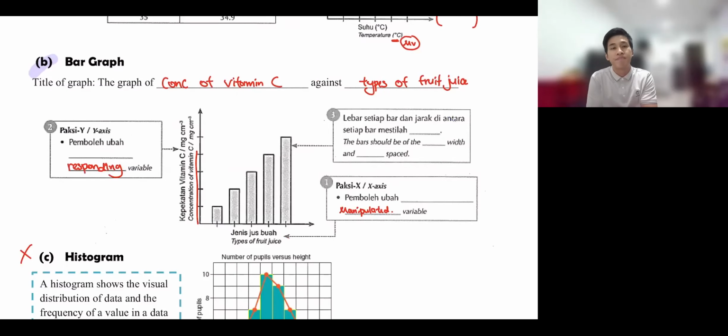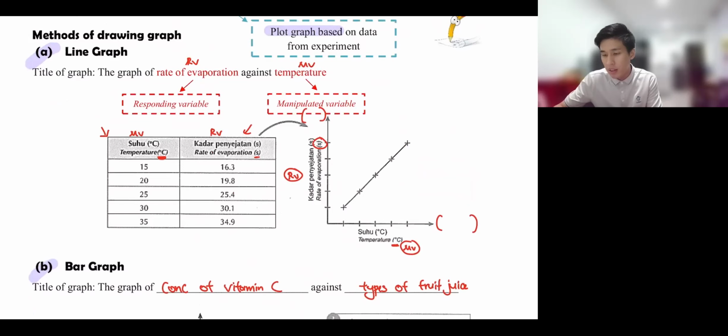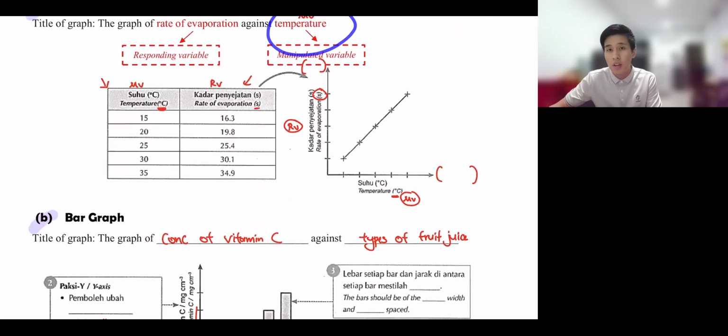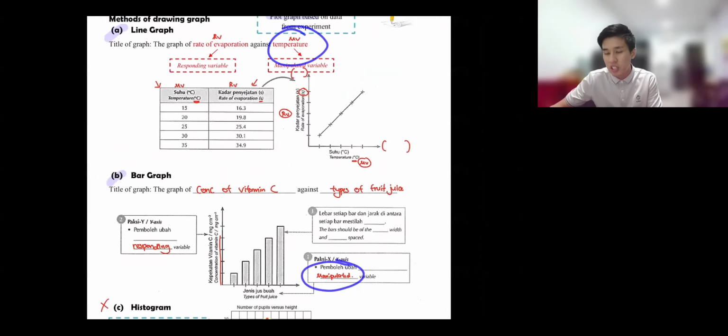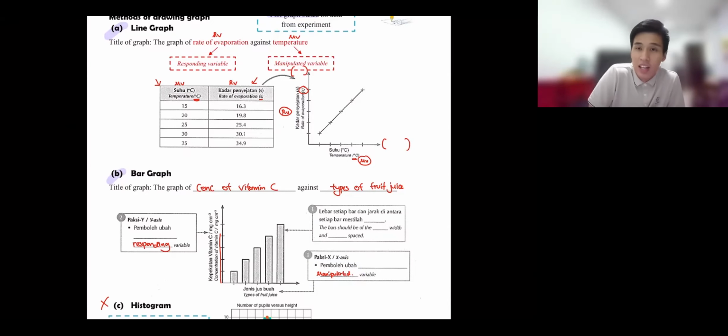Okay, who can tell me? Bar is for what kind of thing? Line for what? I'll give you a hint now. The MV, the manipulated variable, is what we're going to look at. The manipulated variable will determine the graph that you're going to draw. So what kind of MV will require a line graph? What kind of MV requires a bar graph?